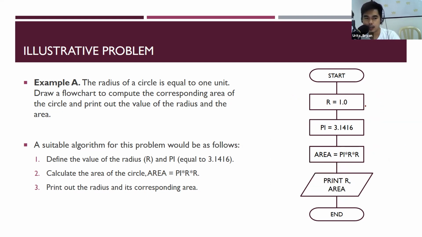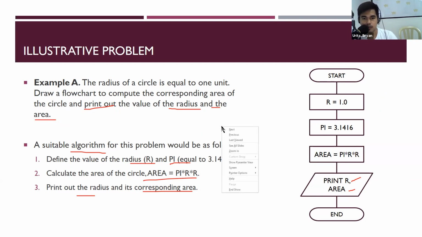Ulitin natin, ganito yung flow eh. Kaya may algorithm na tayo. So we have to define first the value of the radius and the pi. Then calculate the area. And then print out the radius and the area. So paano naging, bakit ipiprint natin yung r tsaka area? That is the problem, guys. I mean, it is indicated in the problem. Print out the value of the radius and the area. Okay, so that is now the flowchart number one.